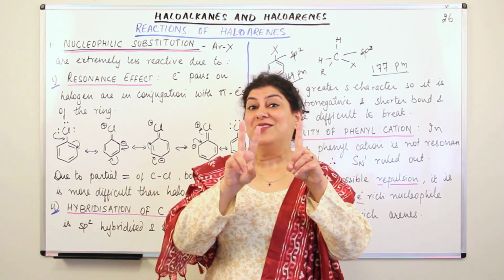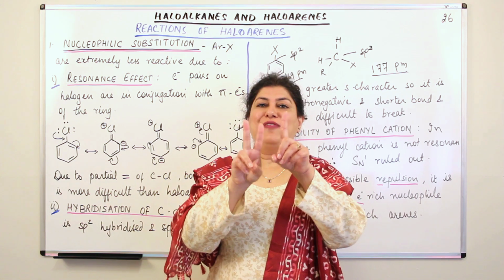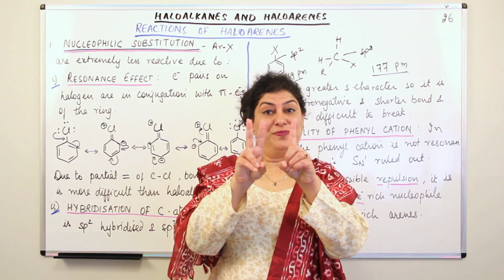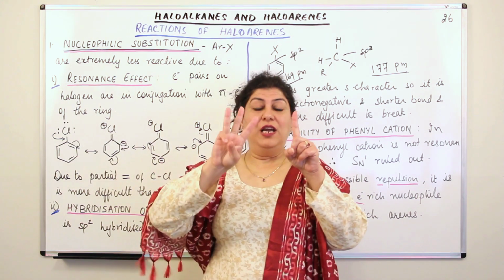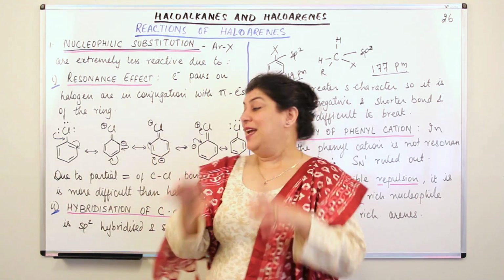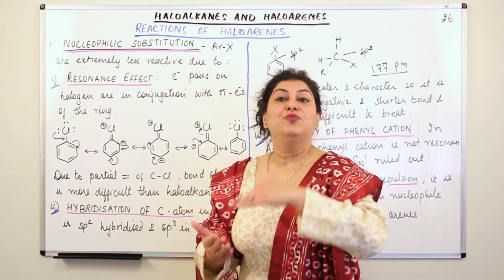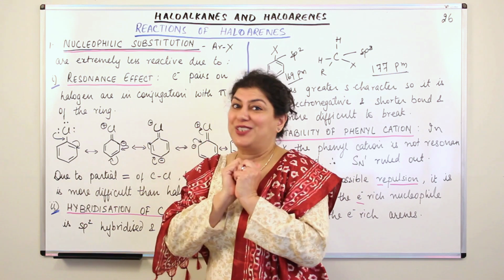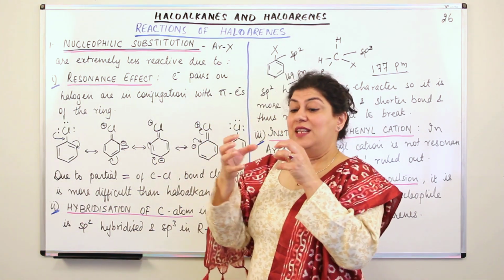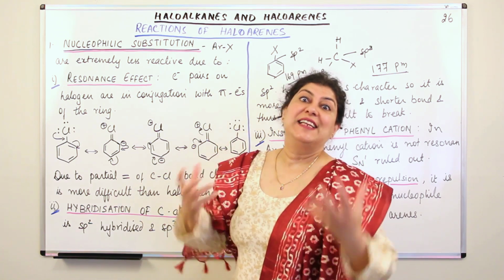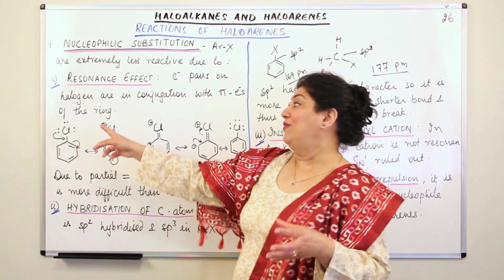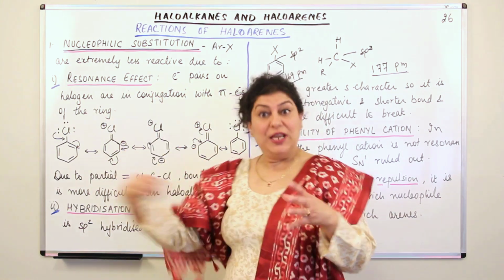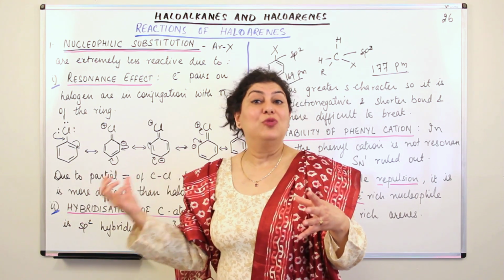It is 33.33%. Right? There are 2 p characters but 1 s character out of 100%. This would be 33.33%. And in sp3 hybridization, there were 4 parts, and 25% was s character. So in sp2, the s character is more, and s orbitals are smaller in size. The bond is shorter, and since the bond is shorter, the attraction for the electrons is greater. And therefore, the removal of chlorine in the form of chloride, Cl negative, it has to take those electrons along with it when it is going away as a nucleophile.